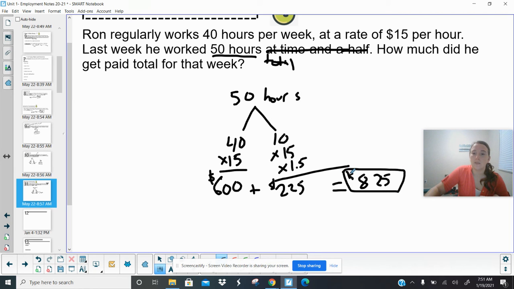So again, you want to go through that thought process. See how I only multiplied two numbers here for the regular pay, and then I multiplied 3. That will always happen. 2 numbers here, 3 numbers here. We split it up, we calculate, we add them back together.